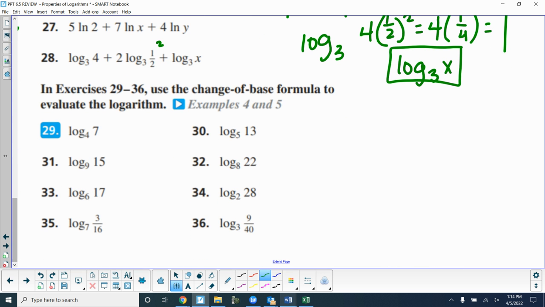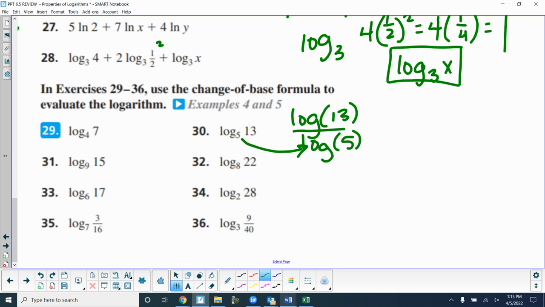All right, here you're just putting it in your calculator. Log of 13 over log of 5. Remember, the base stays where? Bottom. Bottom, the basement, right? And then you get a decimal, and we're supposed to usually go to 3 decimal places. So let's continue to do that. And number 30 is 1.594. 32 would be log of 22 divided by log of 8, which would be 1.486.